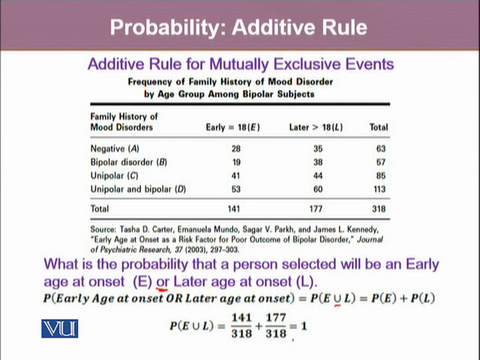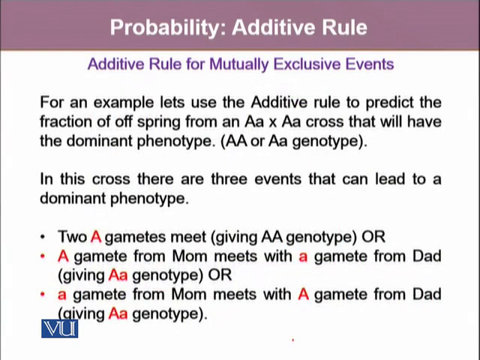But this is not always going to be true. This is a very specific situation where the probability of the occurrence of either of these two events turns out to be 1, but it's not always going to be the case. Therefore, let's take another example for mutually exclusive events.